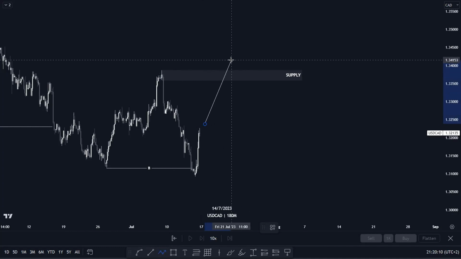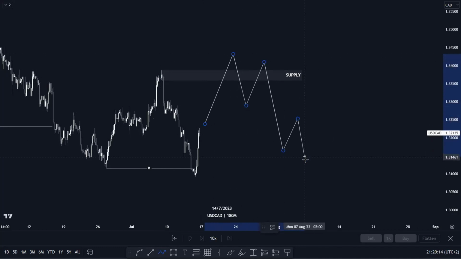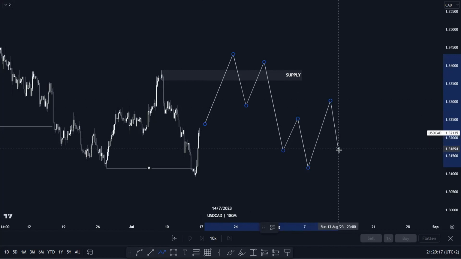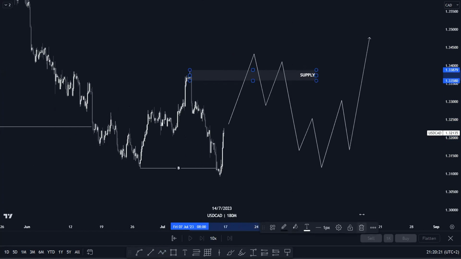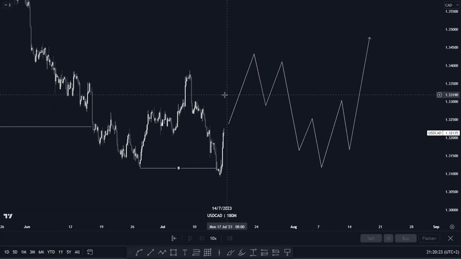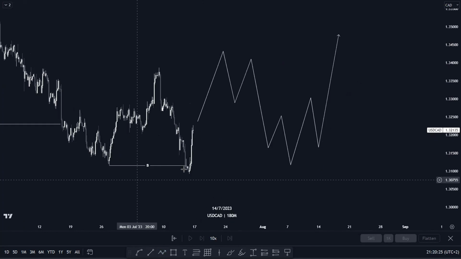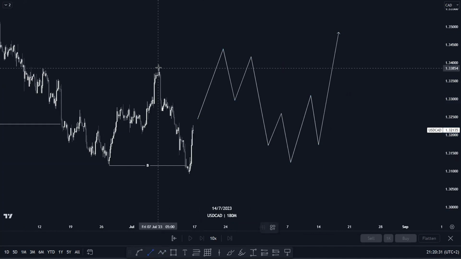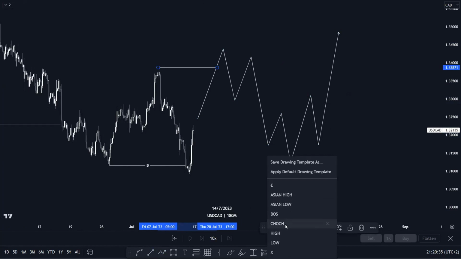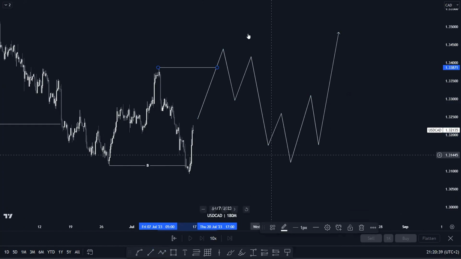Okay, violate our supply area, then push back to the downside like that. Okay, so now this supply area, we want this supply area to be invalidated. Currently we just have a break of structure. So what we're looking for is price to create a change of character here.